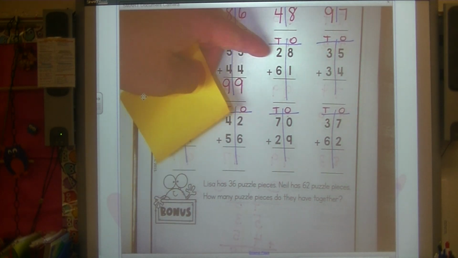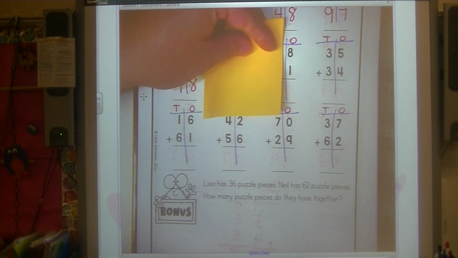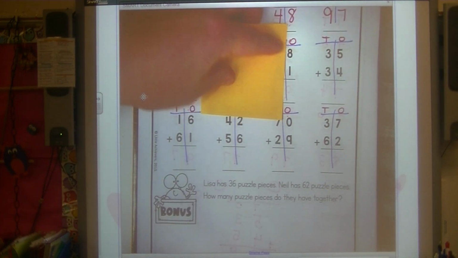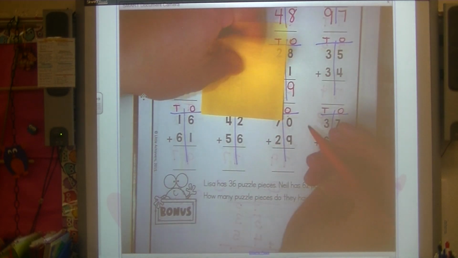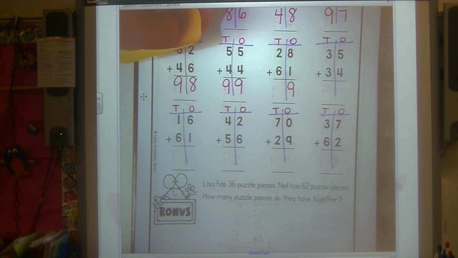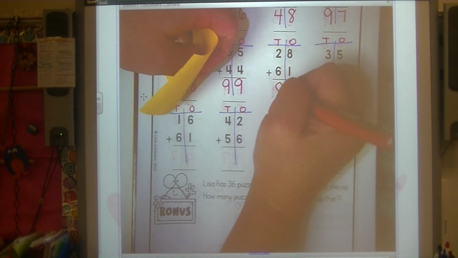Next problem, 28 plus 61. Cover up your tens. 8 plus 1 equals 9. Tens place, 2 plus 6 equals 8. 89.